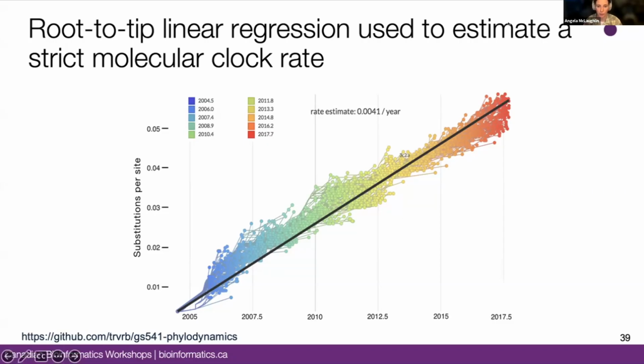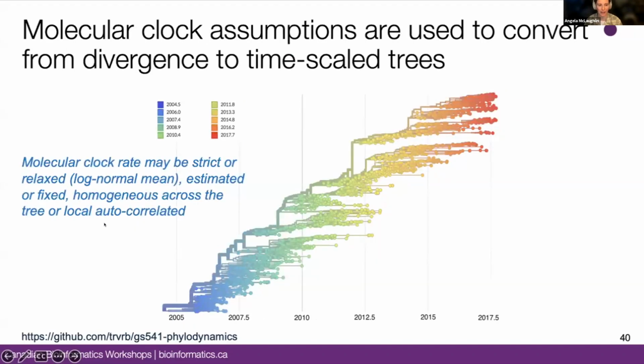The slope of this root to tip regression, which is just a linear regression, gives us our estimate of a strict molecular clock rate. In this case it would be 4 times 10 to the negative 3 substitutions per site per year, which is the typical unit of the molecular clock rate. And this, I would say, is a very nicely fitting line. This would probably have a high R squared value, very little deviation from this plot. In reality, a lot of root to tip regression is not this clean, but you can quantify that.